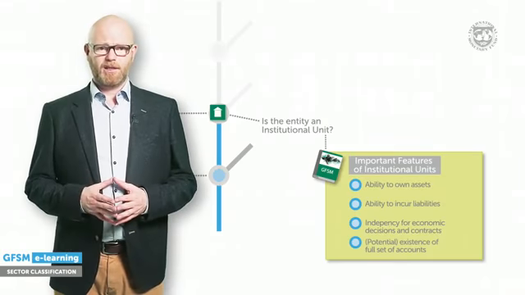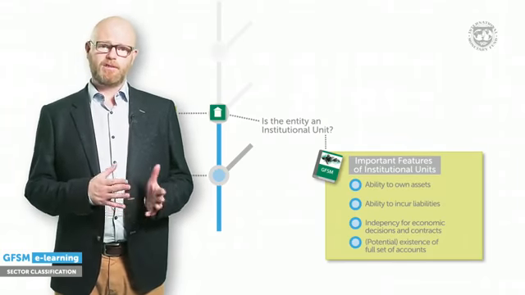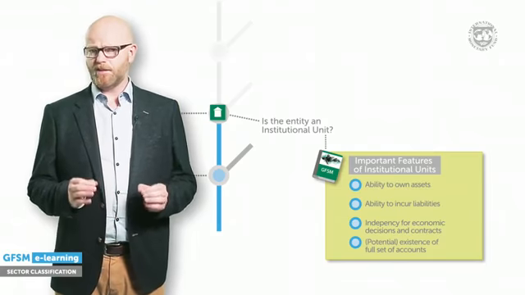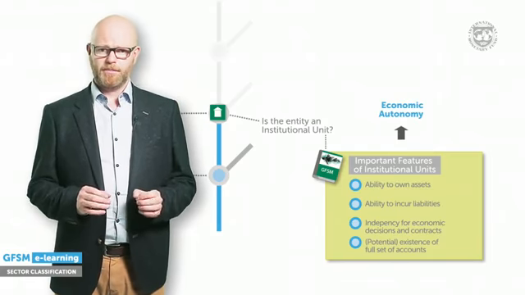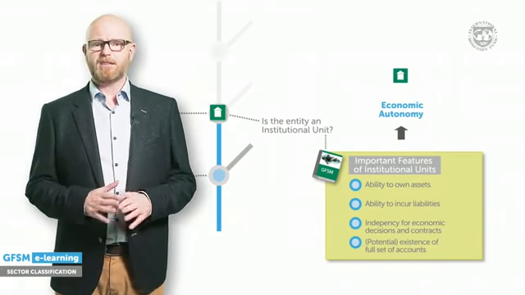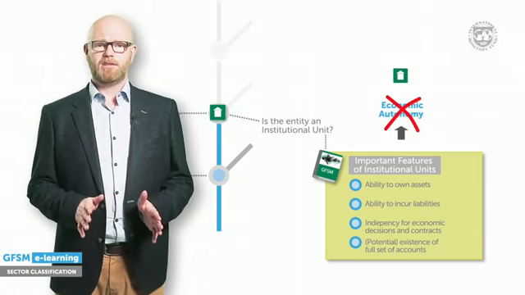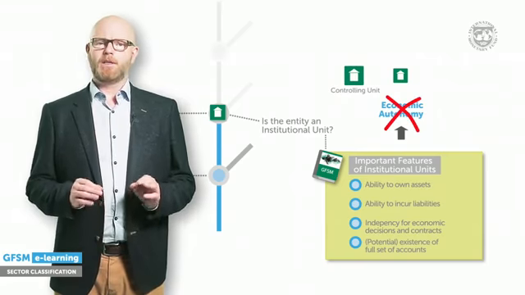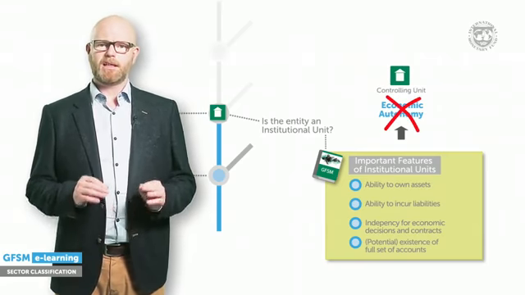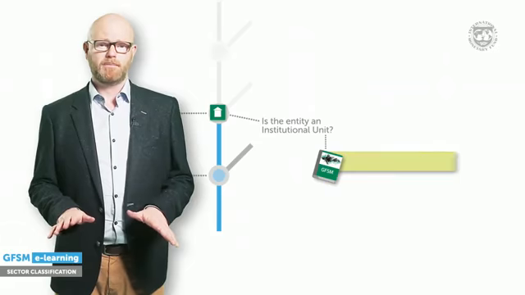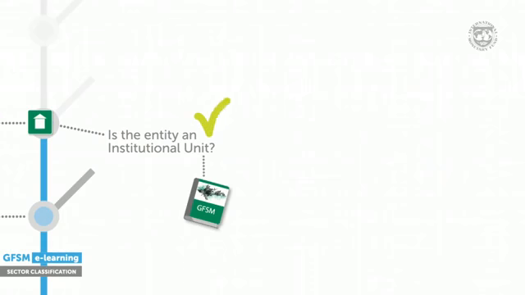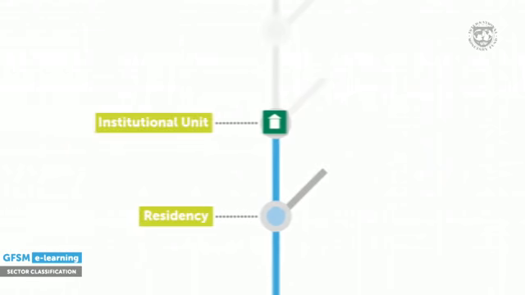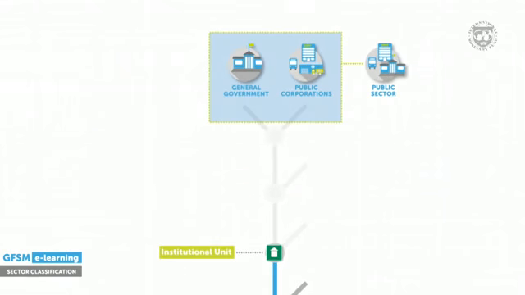The decision criteria will help to assess whether an institutional unit has a sufficient degree of economic autonomy. If, for example, an entity has no control over key business decisions, it will not be considered an institutional unit, but rather it will be treated as an integral part of the unit that controls it, perhaps the local government. Once we have identified an institutional unit, let's determine whether this unit fits into the general government sector, the public sector, or the rest of the economy.